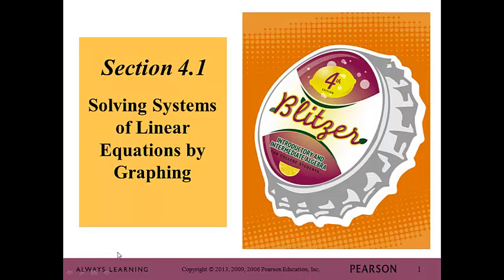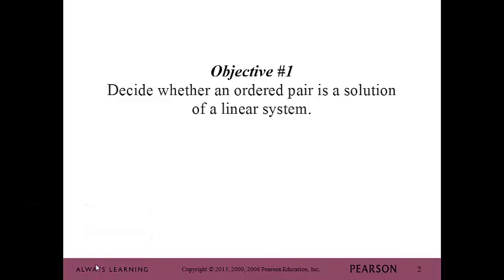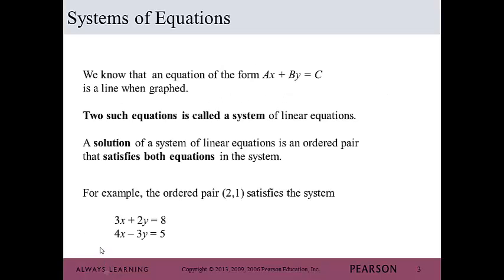We are in chapter 4.1 and we're going to be solving systems of linear equations by graphing. Our first objective is to decide whether an ordered pair is a solution of a linear system. Equations in the form ax plus by equals c are lines when graphed. Two such equations together form a system of linear equations. A solution of the system is an ordered pair that satisfies both equations.